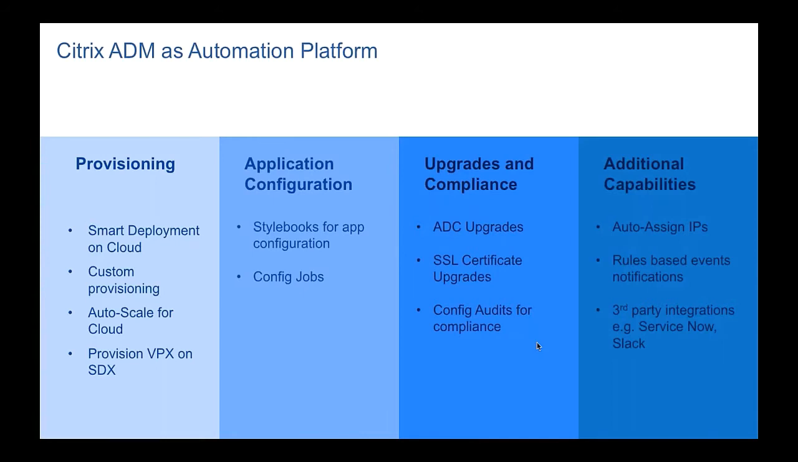Similarly, you can configure your autoscale in your ADC to cater to fluctuating traffic. ADM also provides you capabilities to provision VPX on SDX. To configure your ADC, we provide declarative style books with which you can configure different use cases in ADCs. For regular maintenance of ADCs, we provide config jobs where you can run commands across your fleet of ADCs in a few minutes.